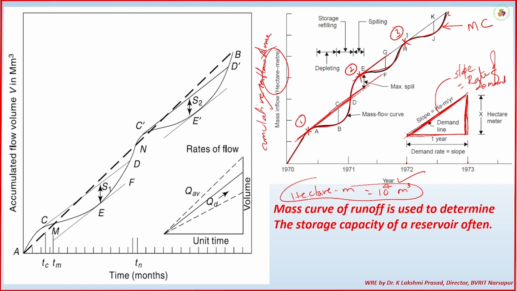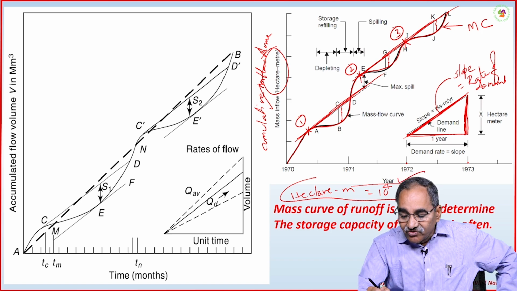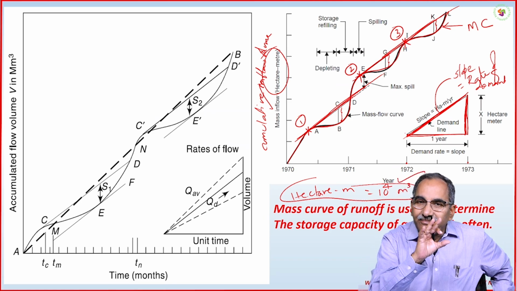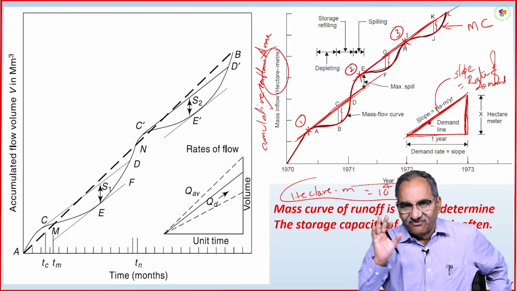Similarly, draw a tangent here. Similarly, draw a tangent here. After drawing the tangents, what are the vertical ordinates? You just see. The vertical ordinates are nothing but the requirement of the reservoir. Out of the three, whichever is maximum becomes the storage capacity of the reservoir.